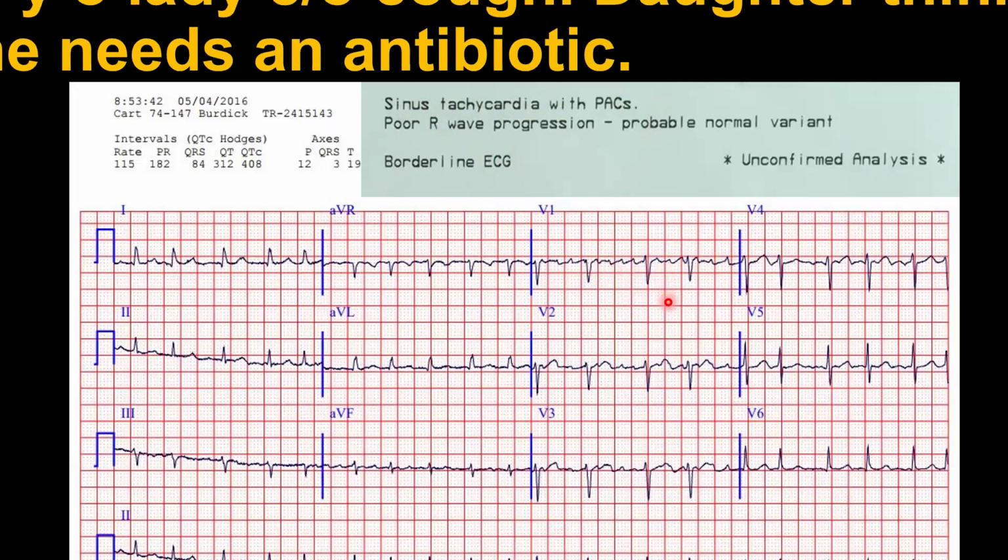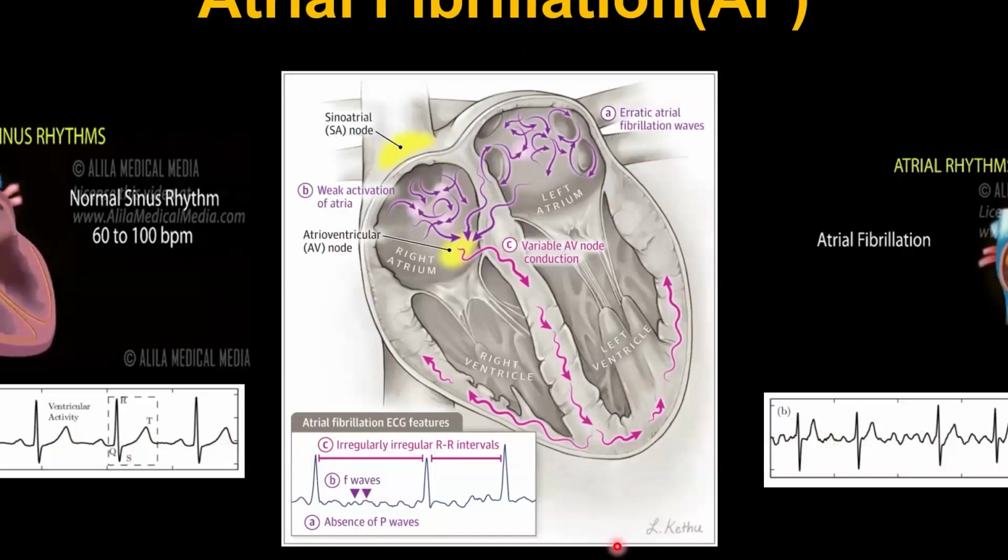Okay, so rapid, irregular, narrow complex tachycardia is almost surely atrial fibrillation. And this shows the pathophysiology of atrial fibrillation. If you compare the impulse to a normal, this shows a normal impulse traveling from SA node to AV node to His-Purkinje system.